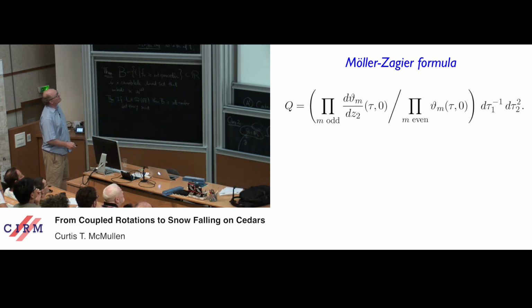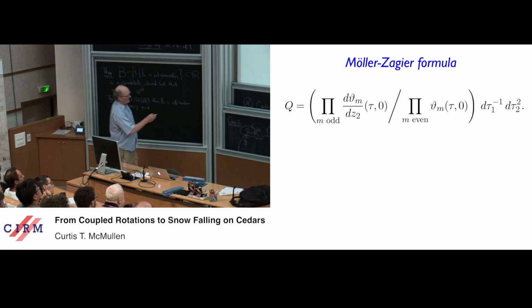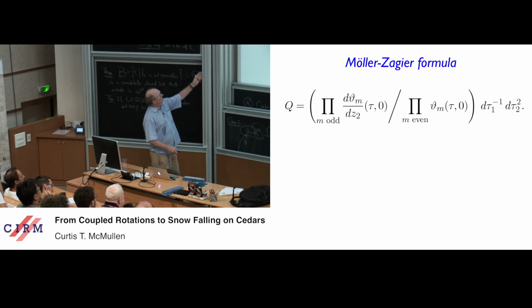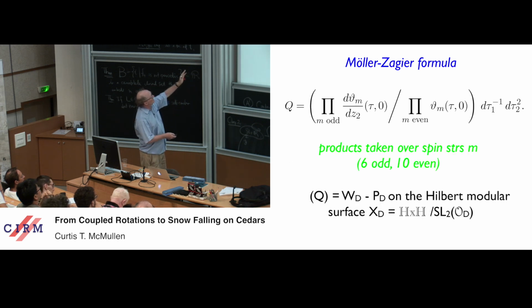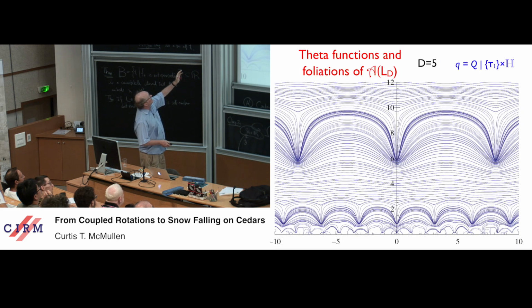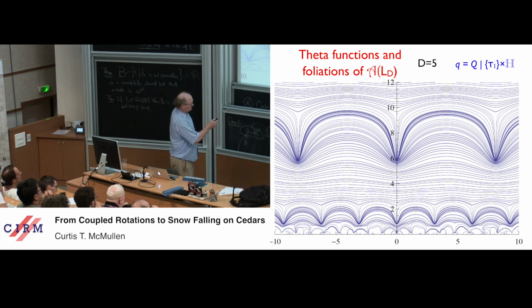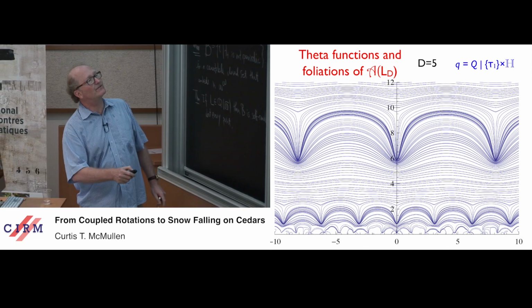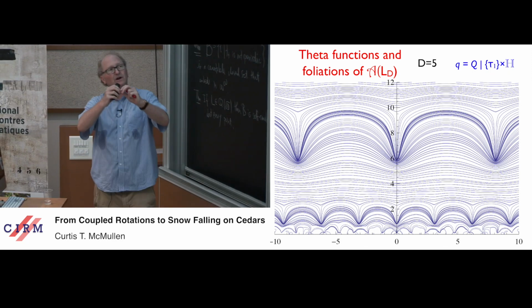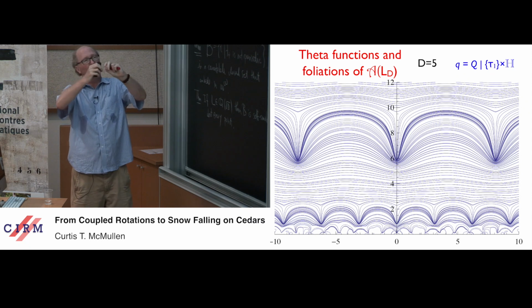So I'm going to have to skip a couple of things here. So here is the beautiful formula of Möller and Zagier. It's a quotient of theta functions and their derivatives. There's a beautiful explanation for why it should look like this, but I'll have to skip over that. And here is a picture of the foliations of the upper half plane for d equals 5. So I'm drawing the horizontal foliation of the quadratic differential.